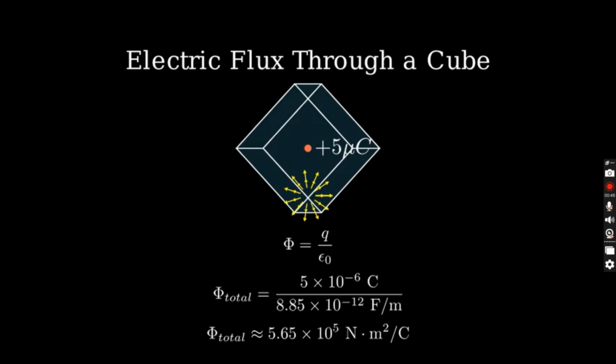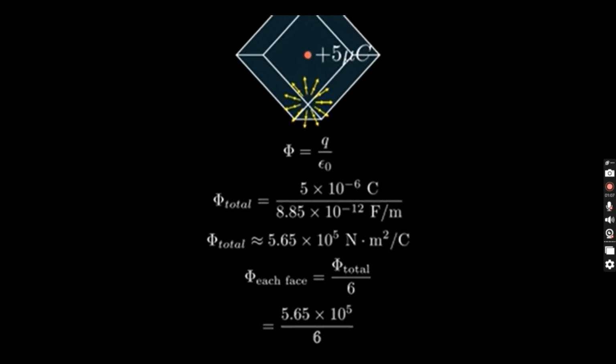per coulomb. Now, here's where symmetry becomes important. Because the charge is at the center of the cube, the electric field lines pass through each face equally. Since our cube has 6 identical faces, the total flux will be divided equally among them. Therefore, to find the flux through each face, we simply divide the total flux by 6. This gives us approximately 9.42 times 10 to the 4th Newton meters squared per coulomb through each face of the cube.